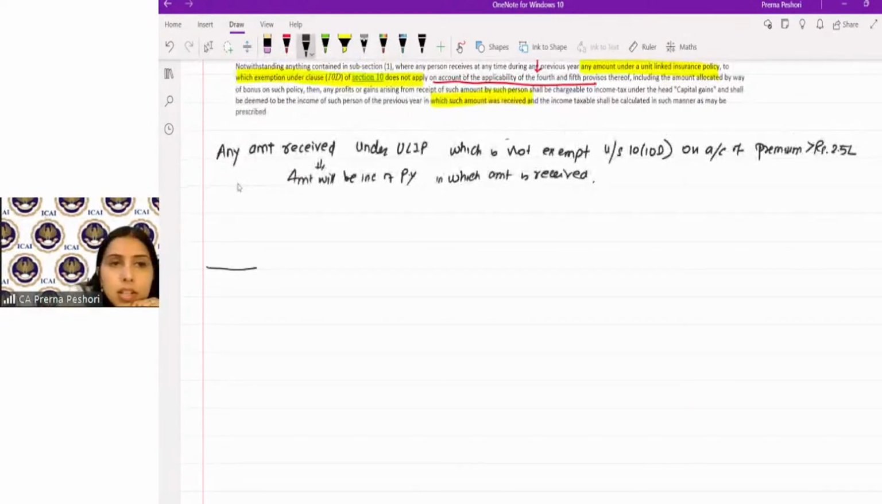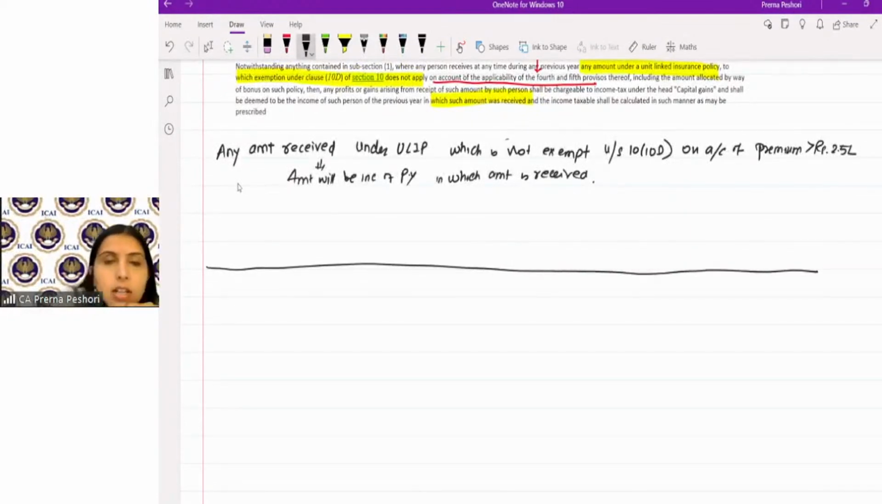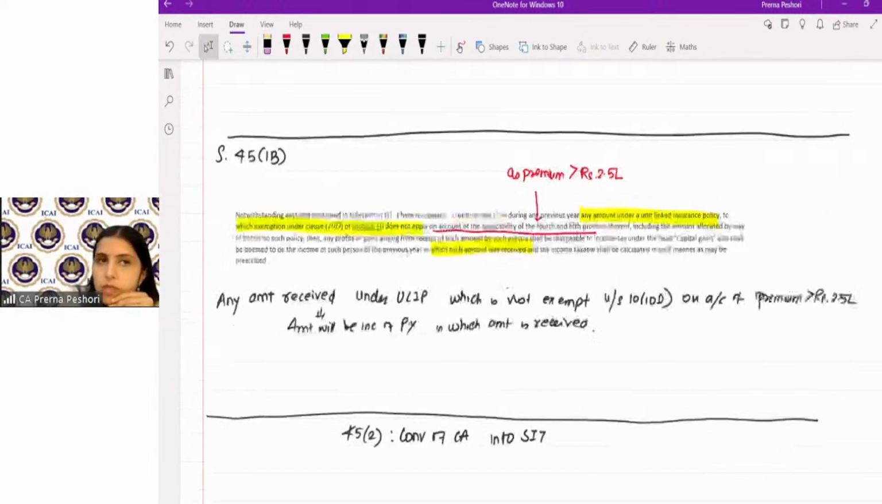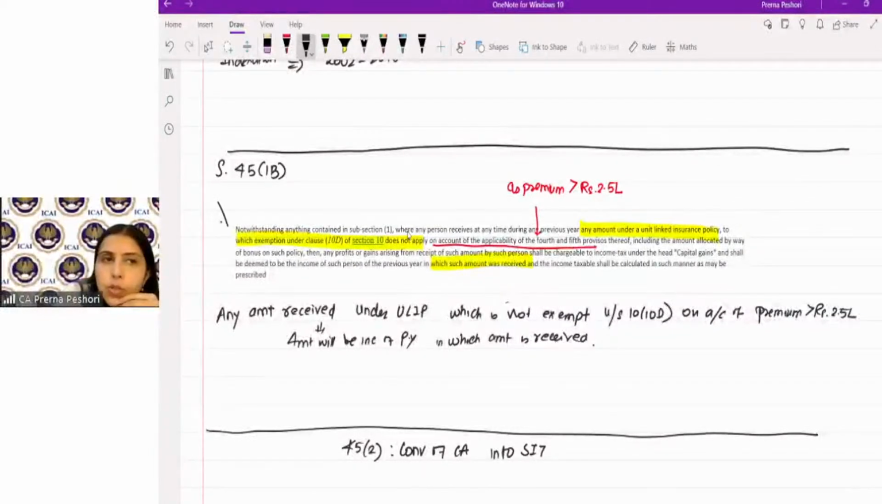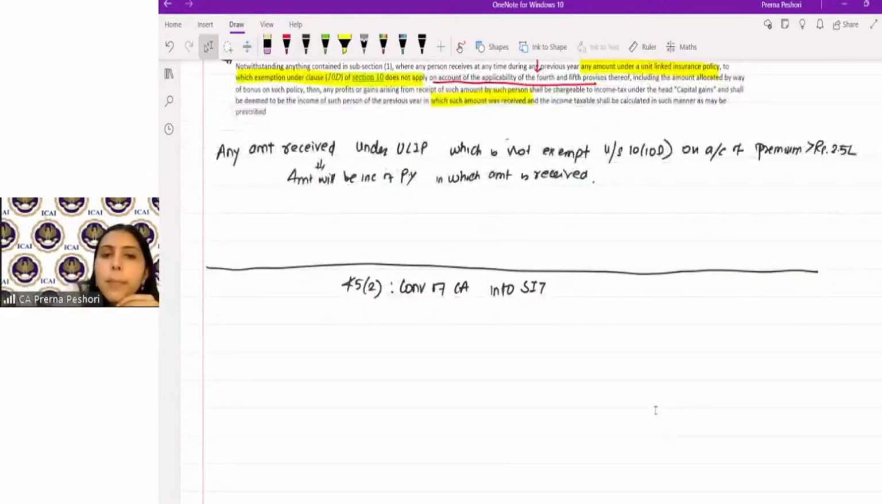Next is 45(2). Conversion of capital asset into stock in trade. Like this ULIP, which was specifically covered under the definition of transfer, even the conversion of capital assets into stock in trade is specifically covered under the definition of transfer under section 2(47), right? Just now we did it.